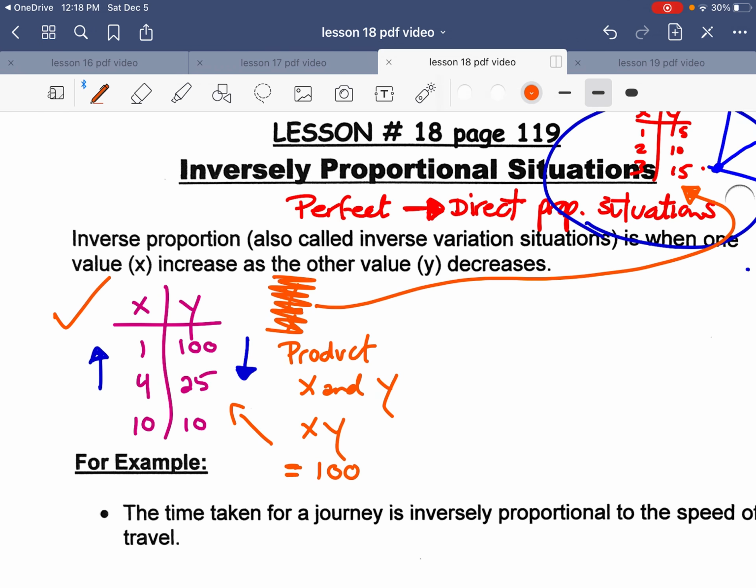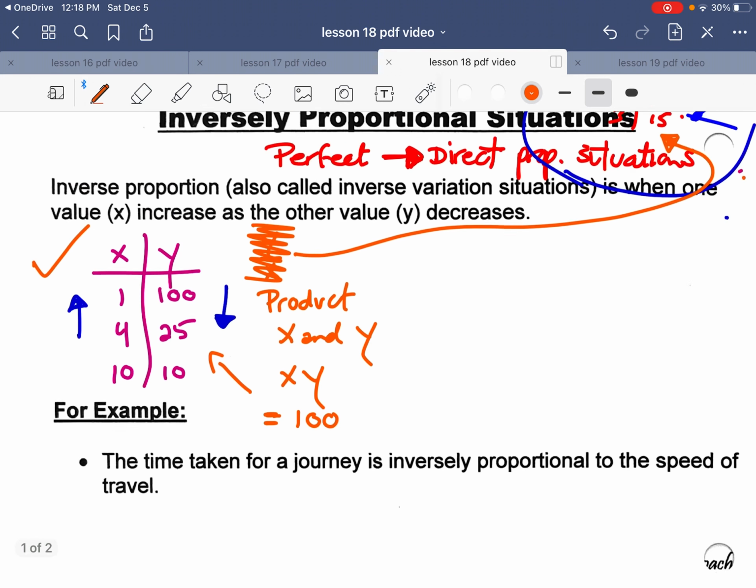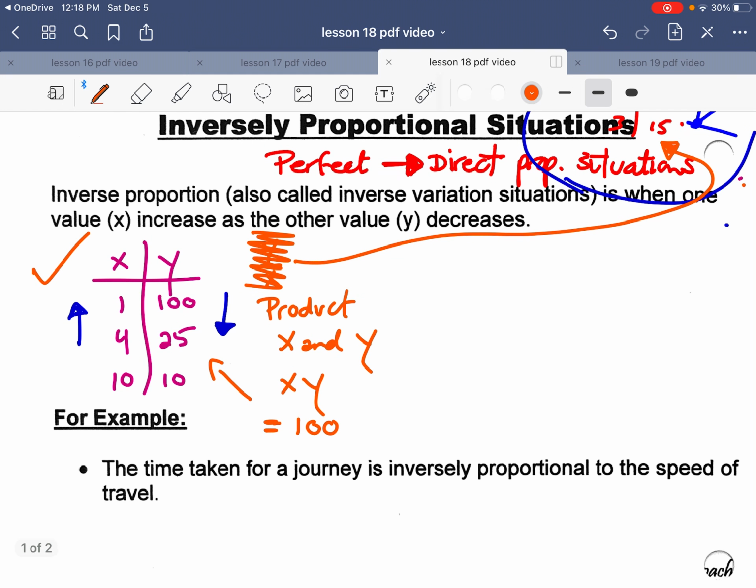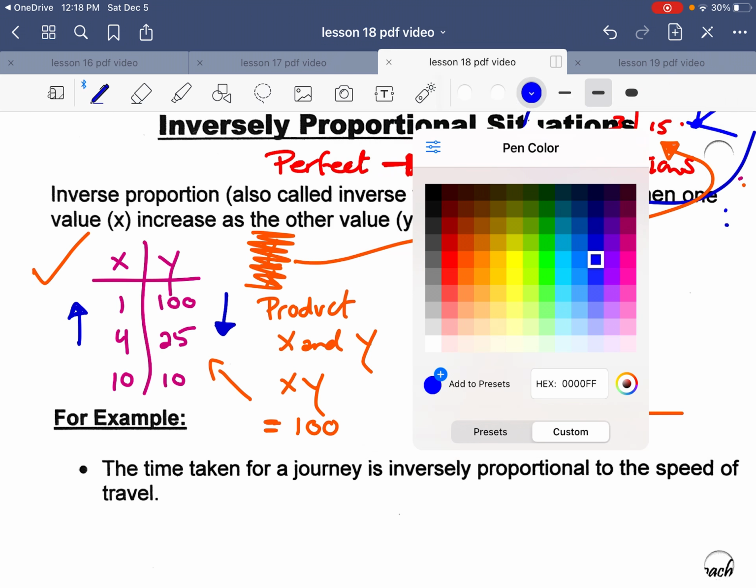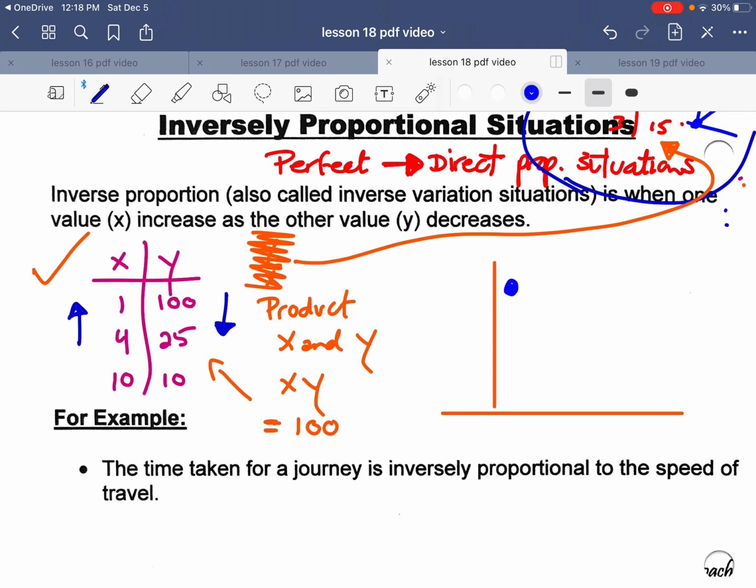So think, if I graph this situation very roughly, and on the next page we'll do it in more detail, and I plot my numbers roughly, my 1 and 100 would be way up here. My 4 and 25 would be way down here. And my 10 and 10 would be over here. So notice what kind of graph it creates. It's going to create that curve type of graph. And we're going to get into more detail on the next page.